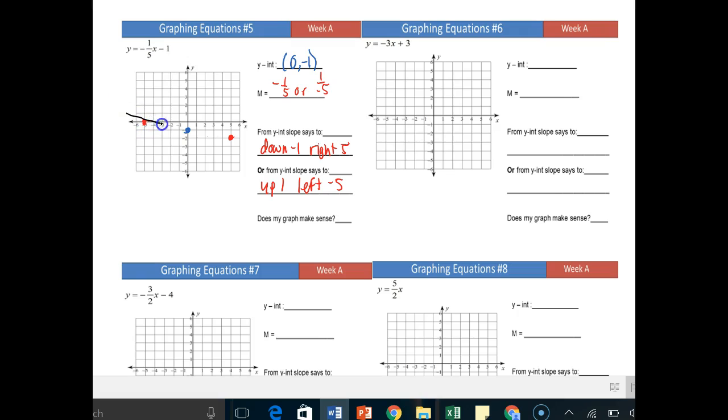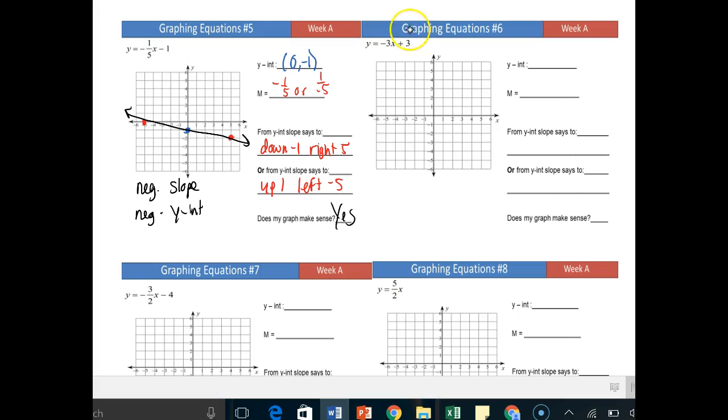Notice I have a negative sloping line. If I accidentally went down 1 and left 5 and up 1 and right 5, I would get a positive sloping line, and that's not what I want. So does my graph make sense? I have a negative slope this time with a negative y-intercept, and I have both of those on my graph. My equation says I need both of those, so yes.